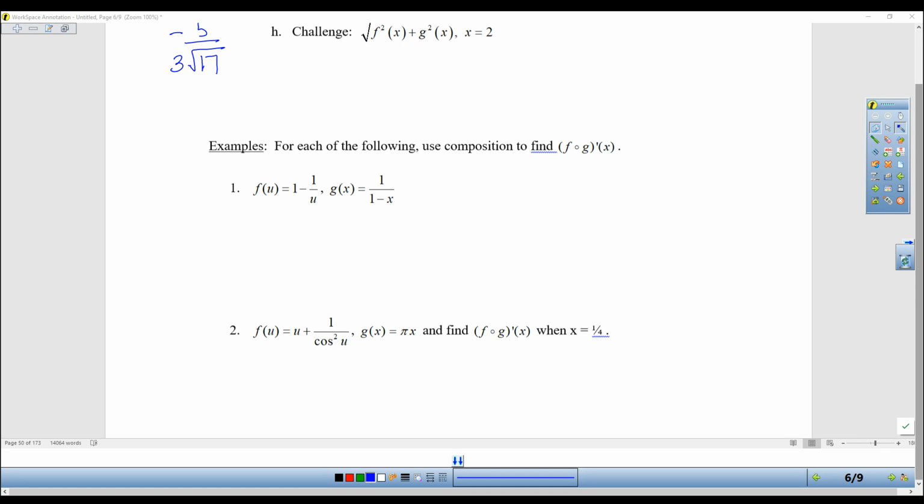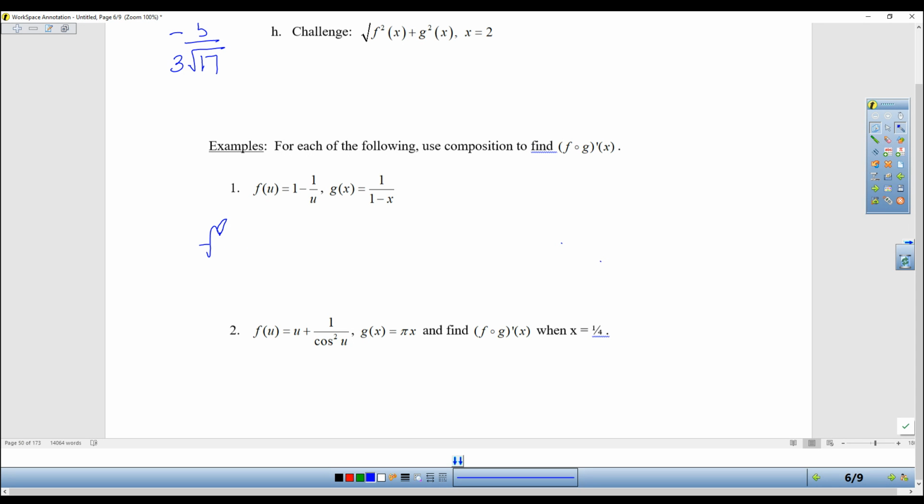Okay. For each of the following, use composition to find f of g. So again, this notation's better in this case because that way you know where to put the prime. So this is really just practicing composition of functions. This should be an easy section for calculus, a hard section for algebra. So they want f of g of x and then the derivative.